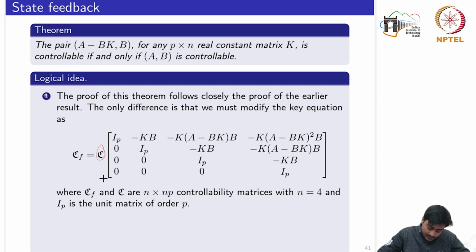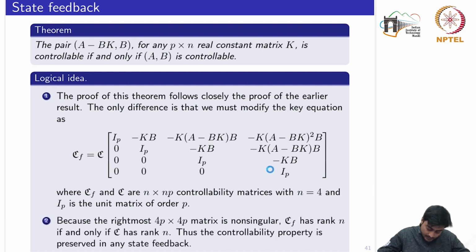If you see the rightmost part of this equation, this is an upper triangular matrix with all the diagonal elements as the identity matrix of p dimension. So this matrix would be a square matrix and would definitely be a non-singular matrix. Now to ensure that the C_F is also full rank, we only need to have the full rank of this controllability matrix of the plant. So only this part would remain changed. Otherwise, the rest of the part would be similar.